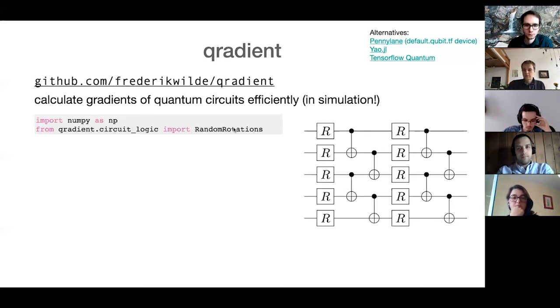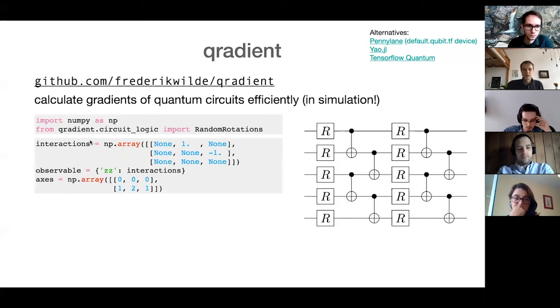And then once you have imported the circuit, you have to specify your observable. For your observable interactions, you just have to write this adjacency matrix here, and maybe the first and second qubit should have an anti-ferromagnetic interaction, and then the second and third one, a ferromagnetic interaction. Once you've specified this adjacency matrix, you can construct your observable. Then you have to choose your axes. So this would be a 2-layer circuit. You do an X rotation on all 3 qubits in the first layer, and then a Y rotation on the first and the third, and a Z rotation on the second qubit in the second layer.